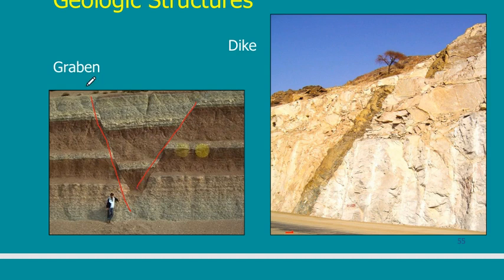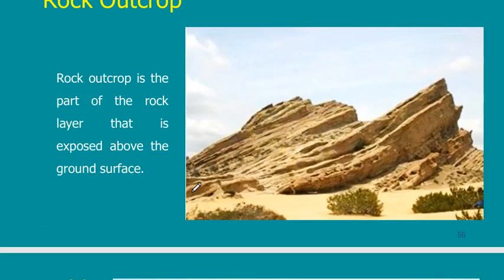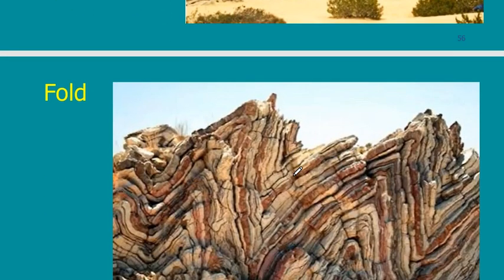So a fault means that the layers fall down from one side. If these are the original layers, then suddenly they fall to this depth. It means that this is a fault. But a dike is just a filling inside a crack in the upper layer. Rock outcrop means that pieces of rock come outside of the ground.